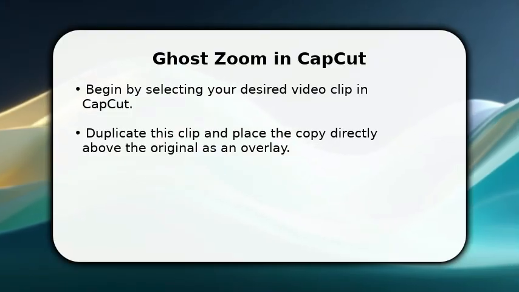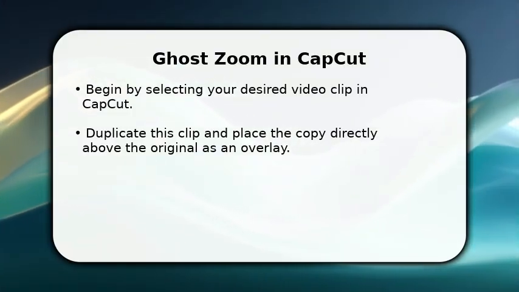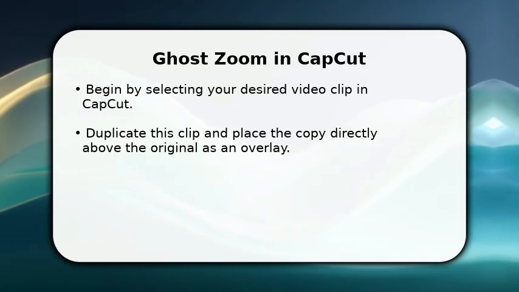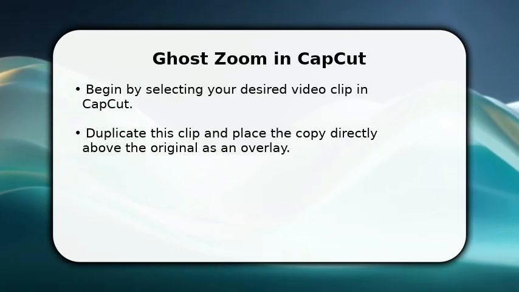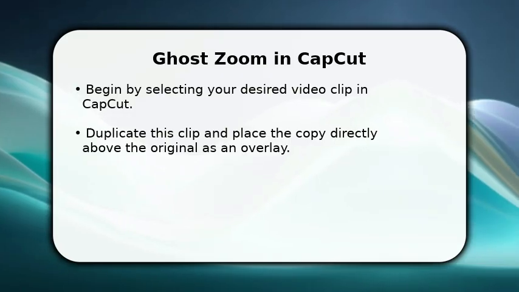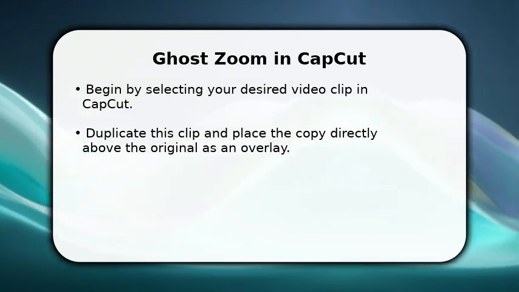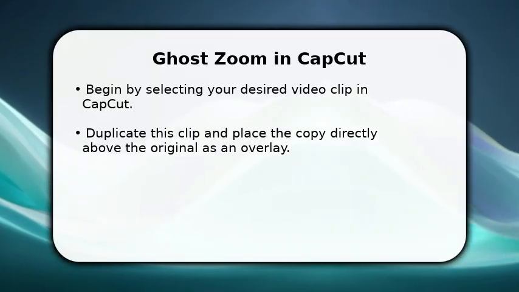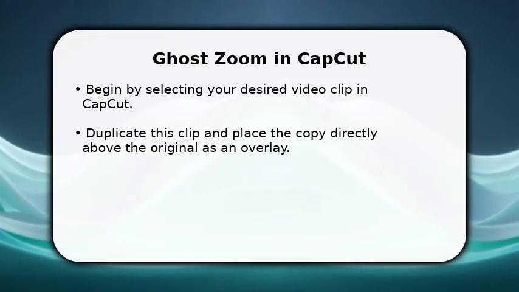In this video, I will show you how to make a ghost zoom effect in CapCut. This popular visual technique adds a dynamic, ethereal touch to your videos. To start, simply select the video segment you wish to enhance. Then, duplicate that clip and position the new copy as an overlay directly above your original footage on the timeline. This foundational step prepares your video for the ghostly transformation.